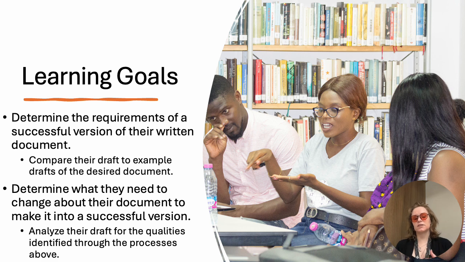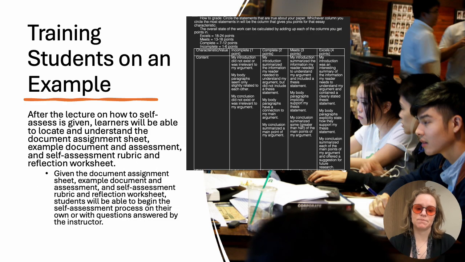So the learning goals of my curriculum is that students will be able to determine what makes a successful version of the document they're trying to create, and then determine what they need to do to their current version of their document to make it like that successful version.